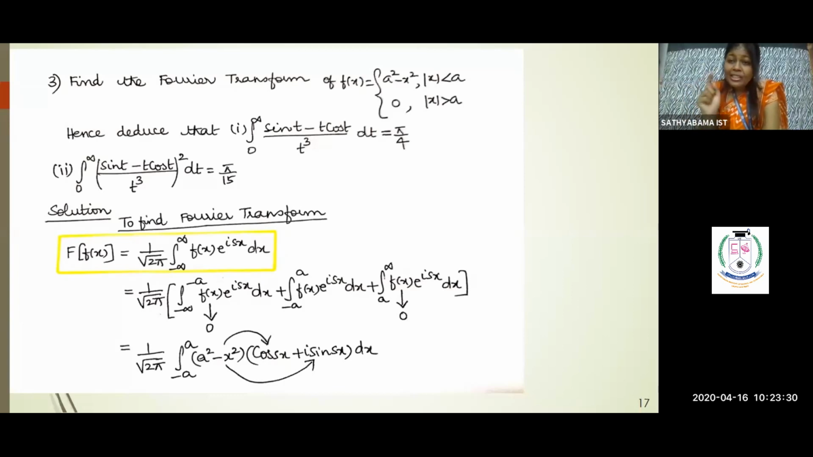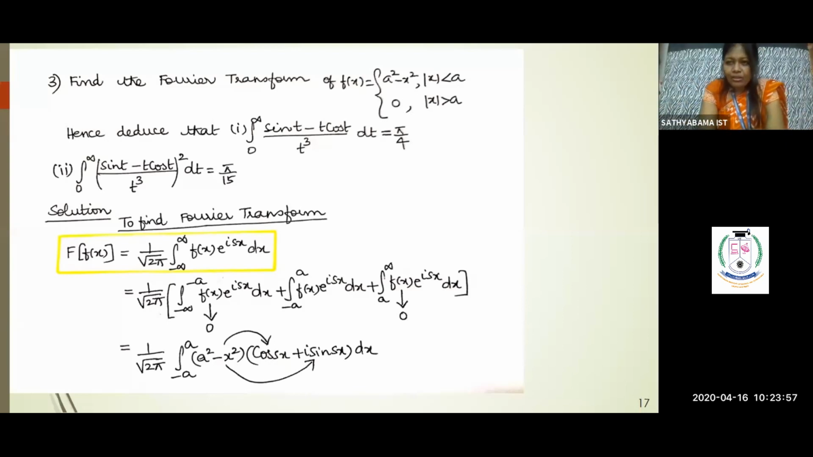Now tell me, what is mod x less than a? It means minus a to plus a. So f of x takes the value a square minus x square from minus a to plus a. Look at the second line. f of x takes the value 0 for mod x greater than a. Now what is mod x greater than a? It is minus infinity to minus a and a to infinity. So in both these regions, what is the value of f of x? 0.